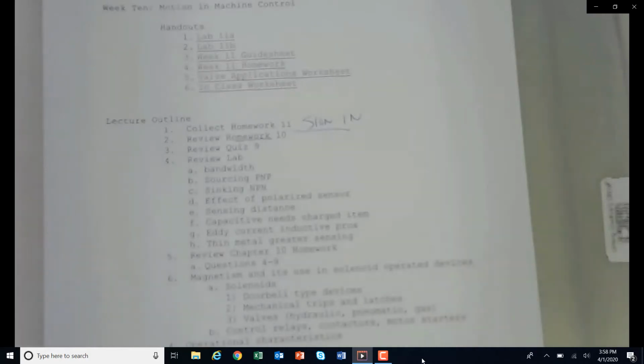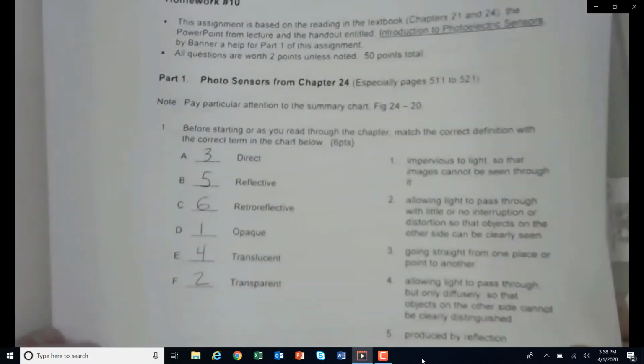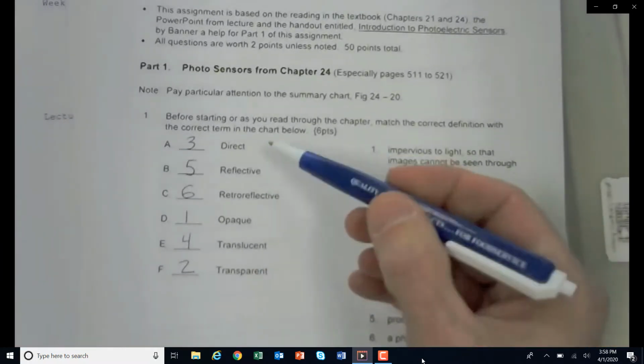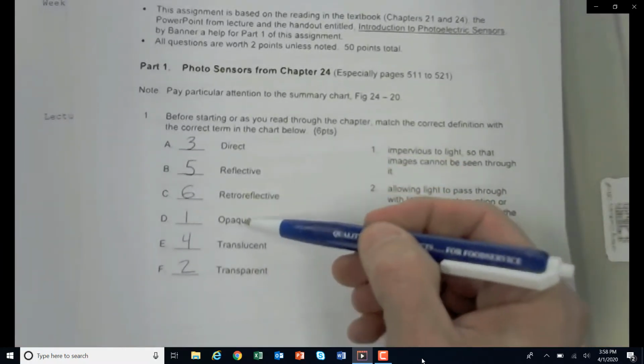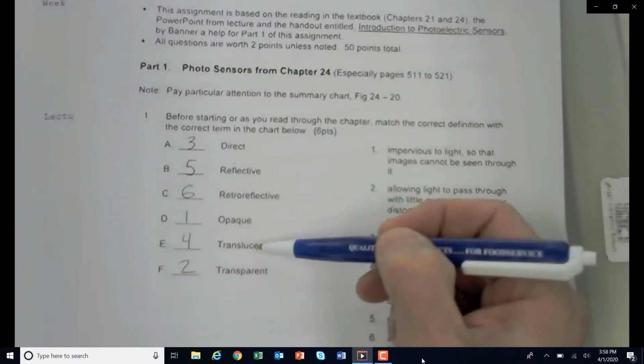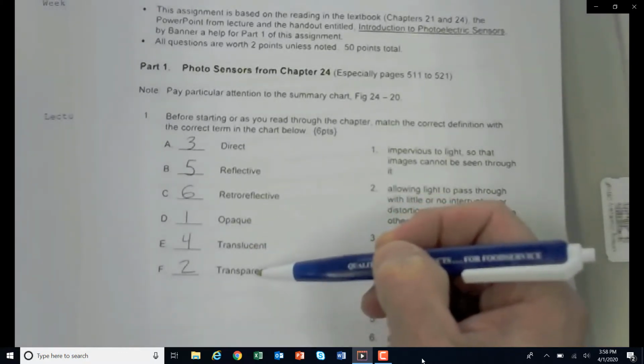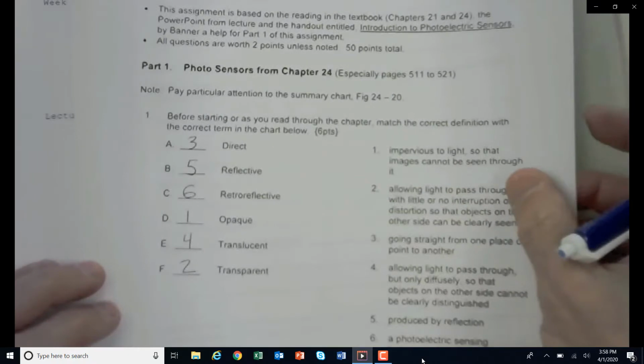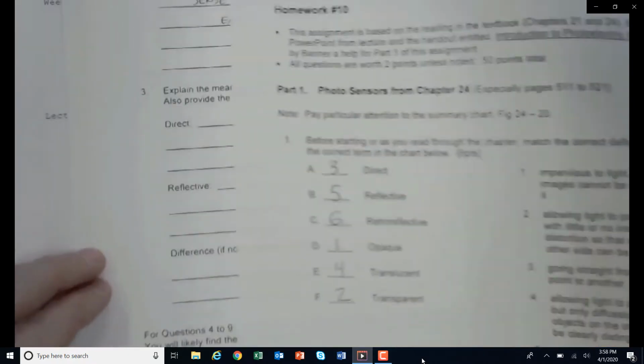Okay, so on homework 10, once again, the first part of this is pretty straightforward, talking about the difference between the photosensors, and that was the lecture from last time about direct, reflective, retroreflective. Opaque is something that light doesn't pass through. Translucent, you can see light, and transparent, light goes all the way straight through it. Here you can just discern shapes, but the light's blocked a little bit. So that was page 1 of the homework. Most people did pretty well on that.